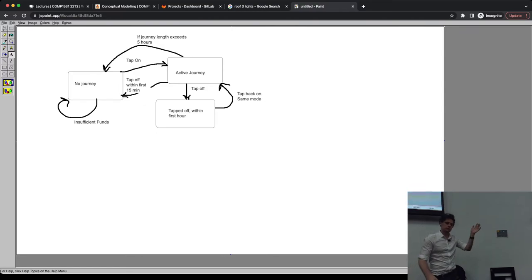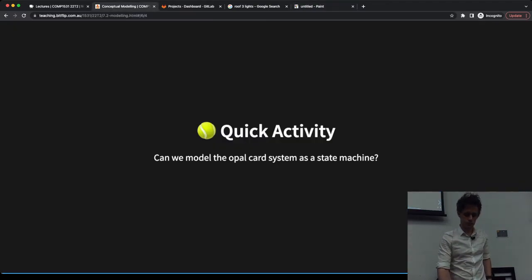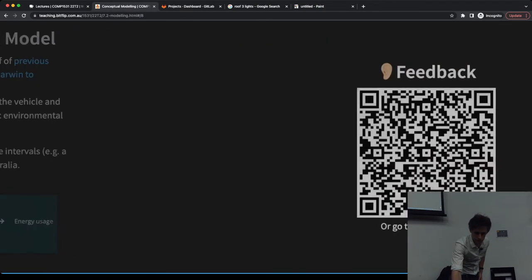And the point of this exercise is not to finish this. The point of this exercise is to bring you along the journey of how you might have to think to model something like this. You can model anything.